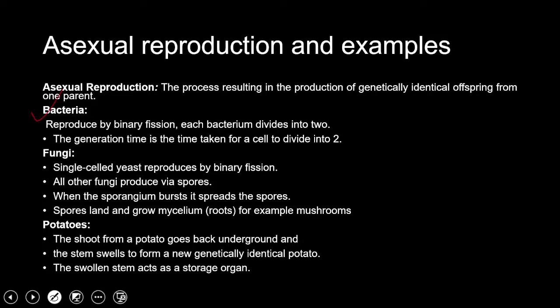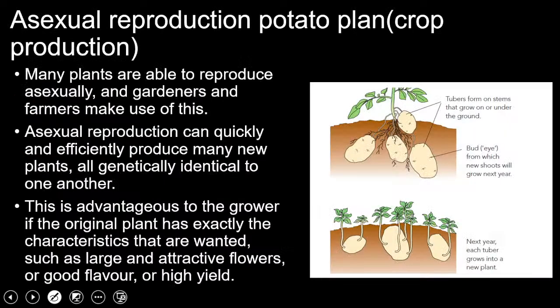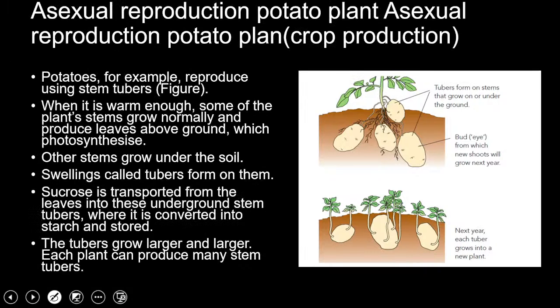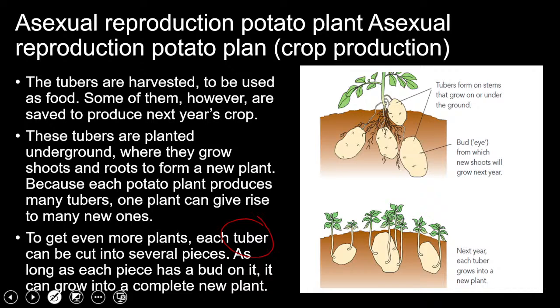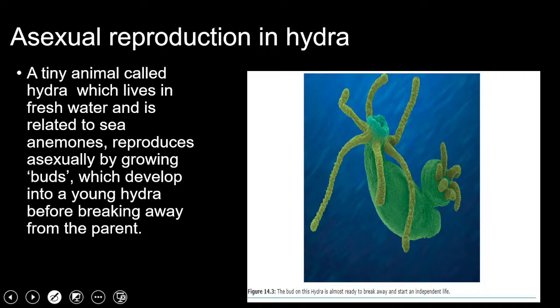It happens in bacteria through binary fission. Then we have fungi. They also reproduce by binary fission. And then we also have potatoes that can reproduce through asexual reproduction. I'm not going to go into details of this because it's not really that important. You just need tubers, these are the tubers, okay? You don't need to know the exact details, okay?